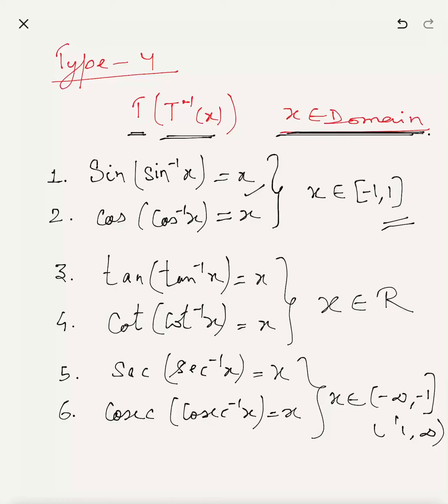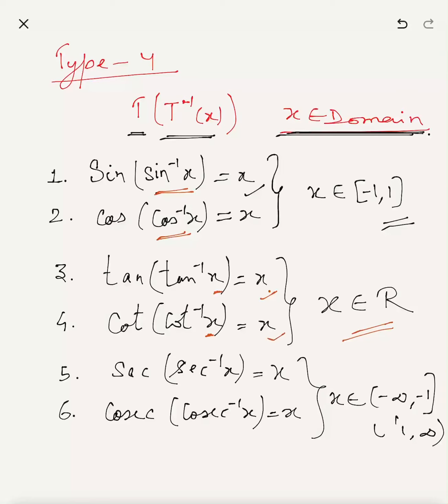Same in case of cos inverse x. Your x belongs to -1 to 1, because we have seen your domain in sine inverse x and cos inverse x is -1 to 1. Now see the third and the fourth property. They both are the same, isn't it? The input here is all real numbers, so this will also give you x, both in case of tan and cot.